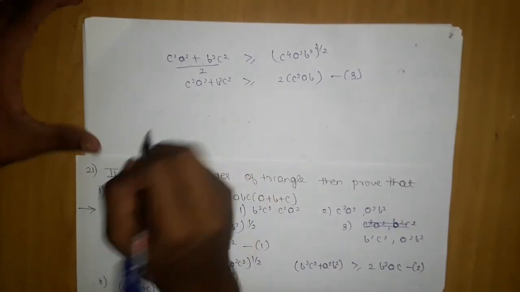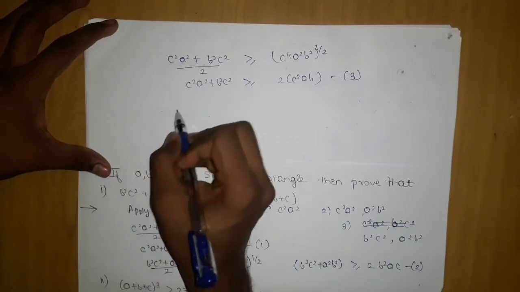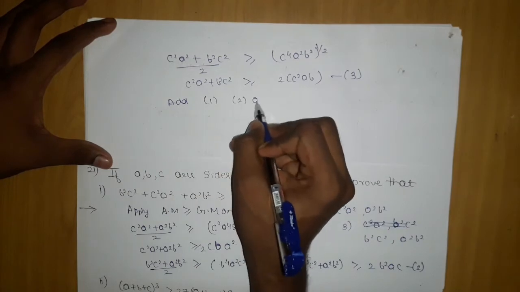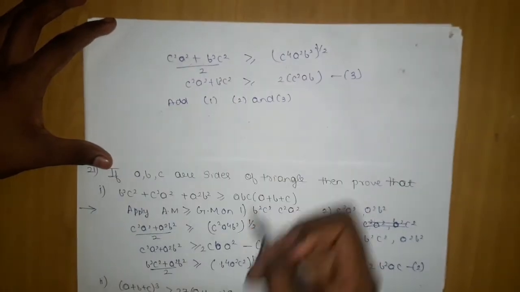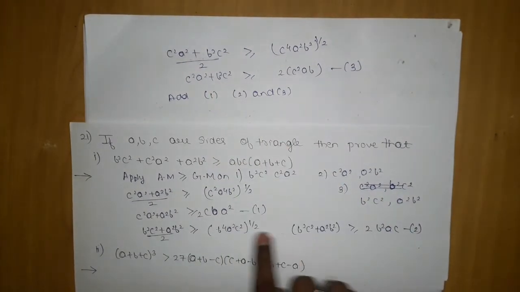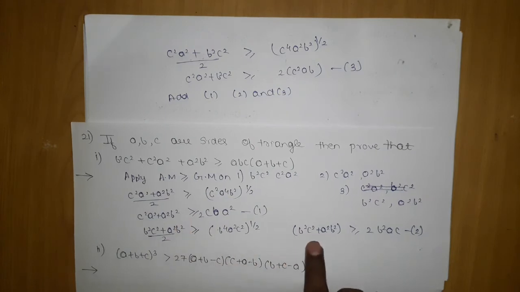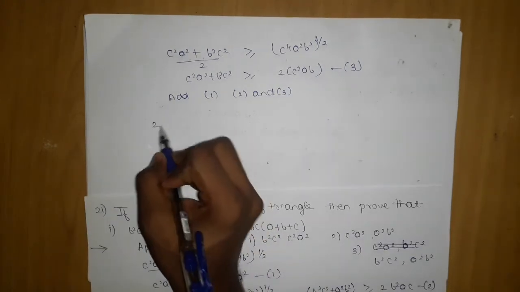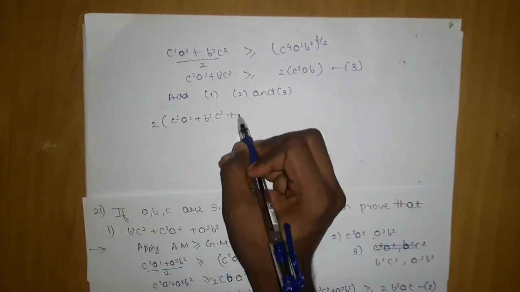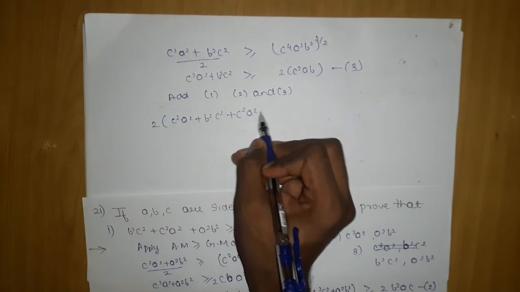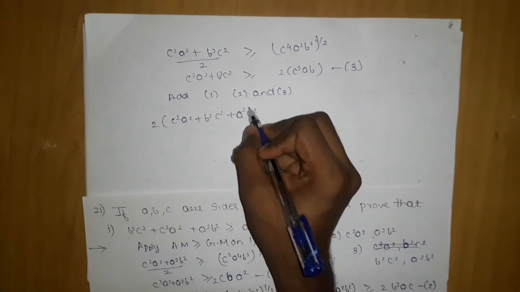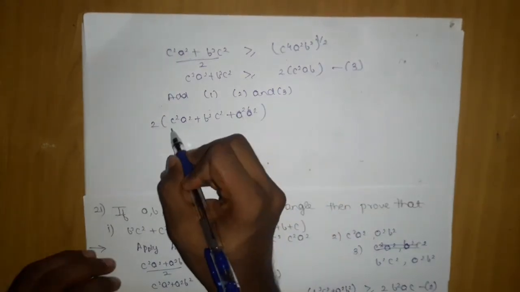Okay, the moment we add 1, 2 and 3, what we are getting here is c square a square, b square. Here we are again having c square a square b square. Every term is repeated twice. So twice c square a square plus b square c square plus c square a square, sorry, a square b square. Now all of them have 2 common.